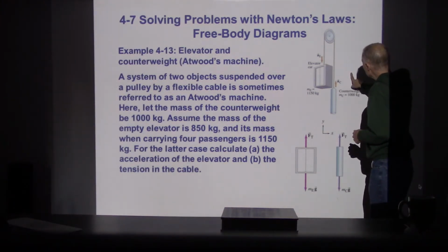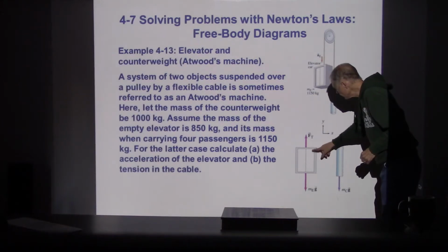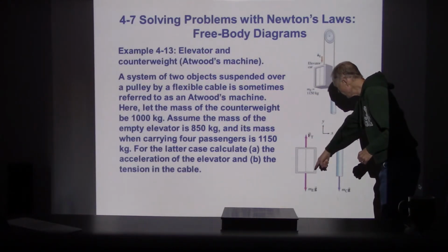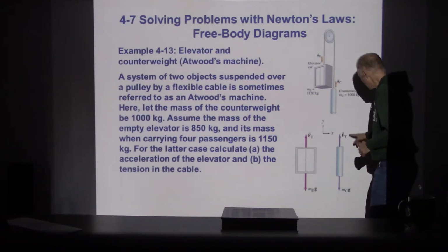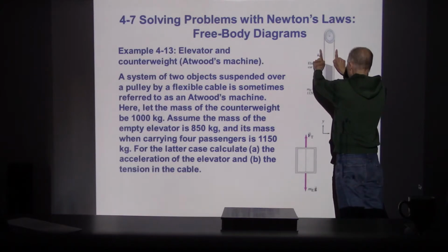So what we're doing is we're setting up force diagrams. Here's the elevator on one side. So this is tension, and then that's the mass of the elevator. And this is also tension here. So the tension in the cable on this side matches this side.